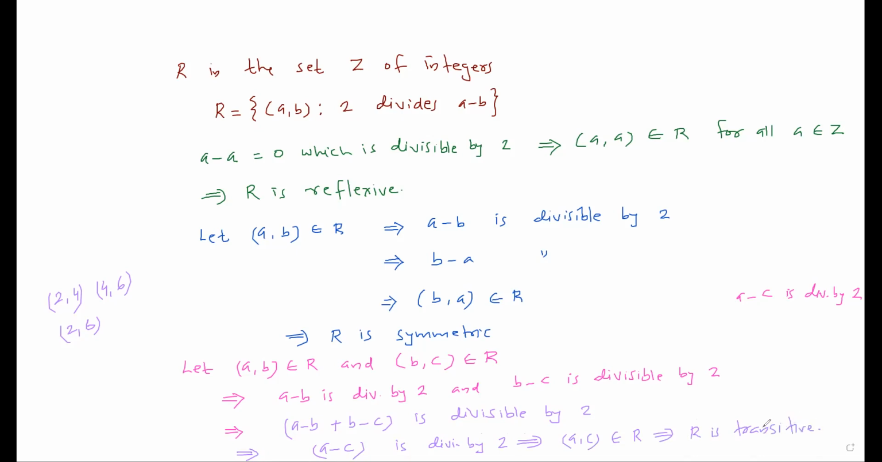transitive. So now then last you have to conclude that since R is reflexive, symmetric and transitive, it is an equivalence relation. Okay, so this is what you have to conclude. Is it clear? This is a way we prove.